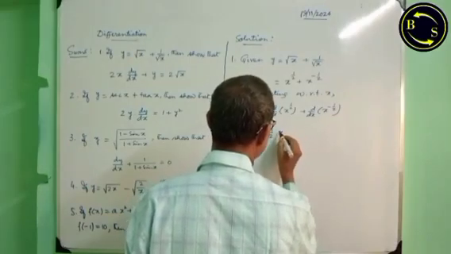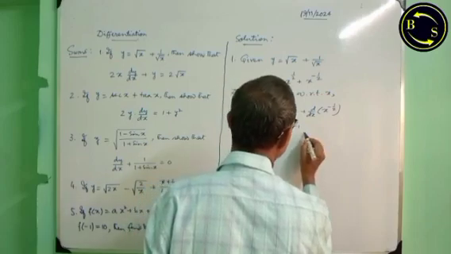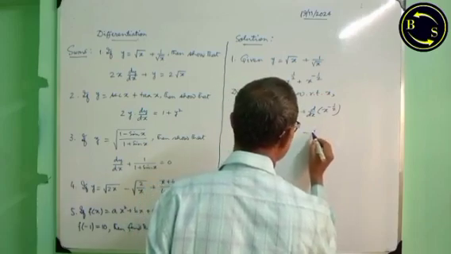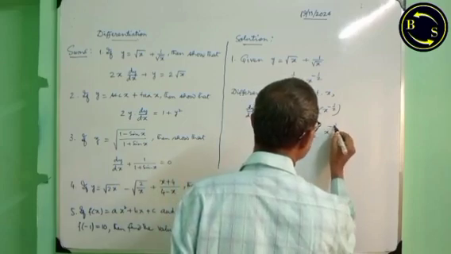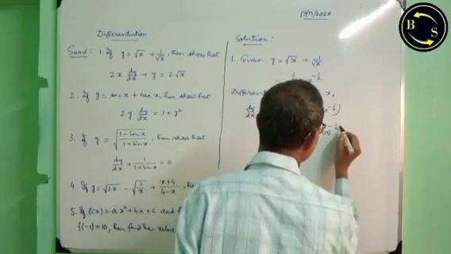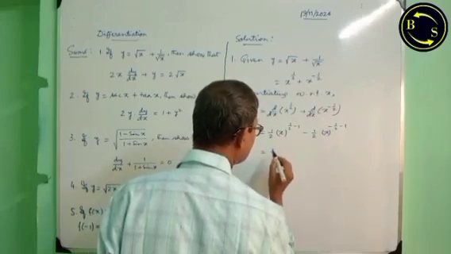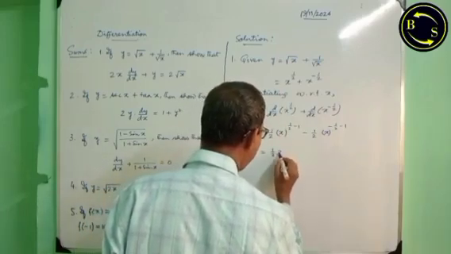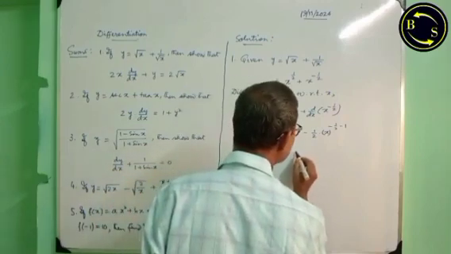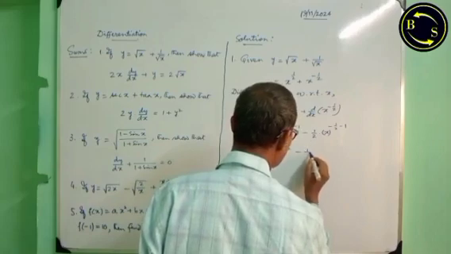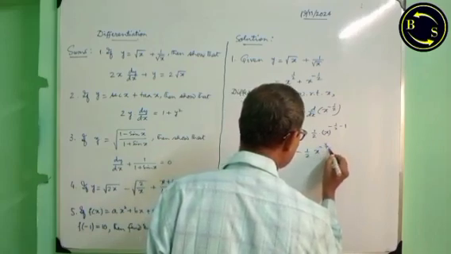x to the power half minus 1, minus half x to the power minus half, minus 1, half x to the power minus half, minus half x to the power minus 3 by 2.